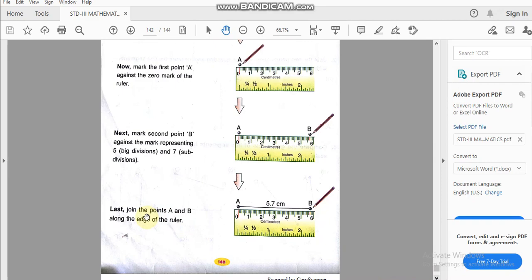So last, join the points A and B along the edge of the ruler. So after making these 2 points, now you have to join these 2 points A and B. So now we get the line segment of the measurement 5.7. So let us do this.